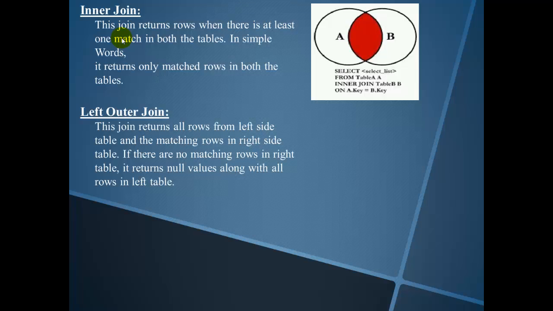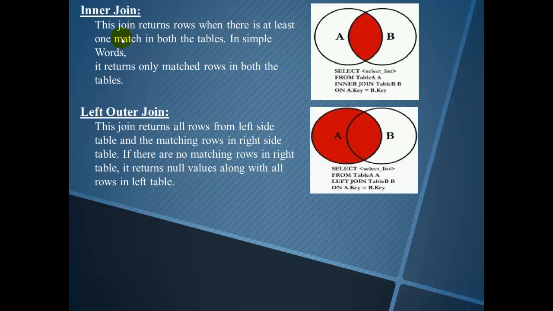The next join is left outer join. This join returns the unmatched data from the left table along with the matched rows between the tables. The corresponding values from the right table will be null. What I'm saying will be like the image which is displayed now. This join returns all rows from the left table and the matching rows in the right table. If there are no matching rows in the right table, it returns null values along with all rows in the left table. That is left outer join.